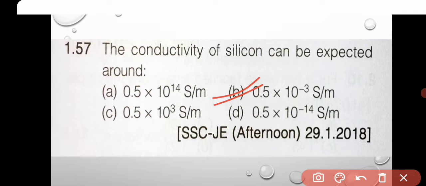If we try to find its conductivity, then as we know, the reciprocal of resistivity is known as conductivity. So to calculate it, we use the formula: conductivity is equal to 1 by resistivity, and the resistivity of silicon is 2.35 into 10 to the power 3 ohm meter. Now if we calculate, it comes approximately equal to 0.5 into 10 to the power minus 3 Siemens per meter.